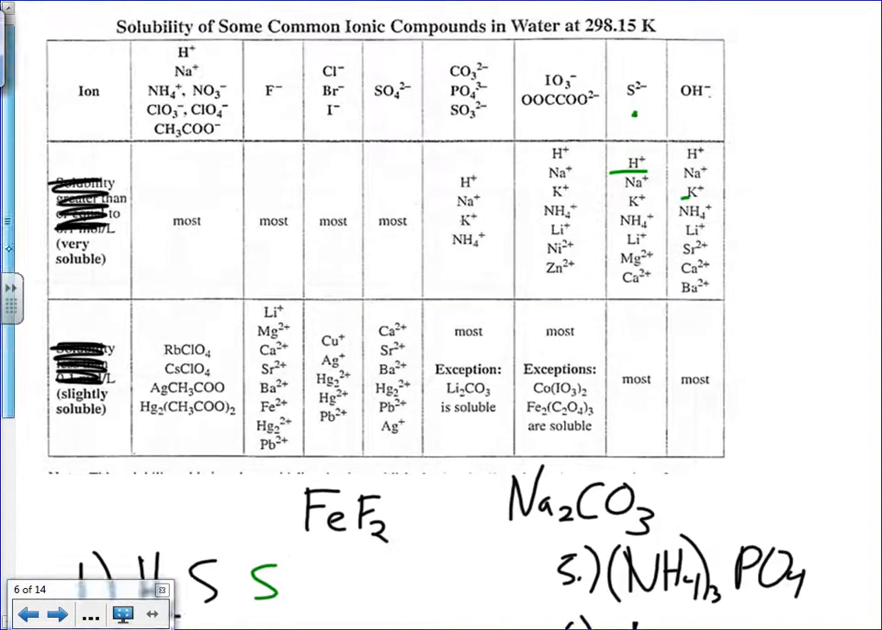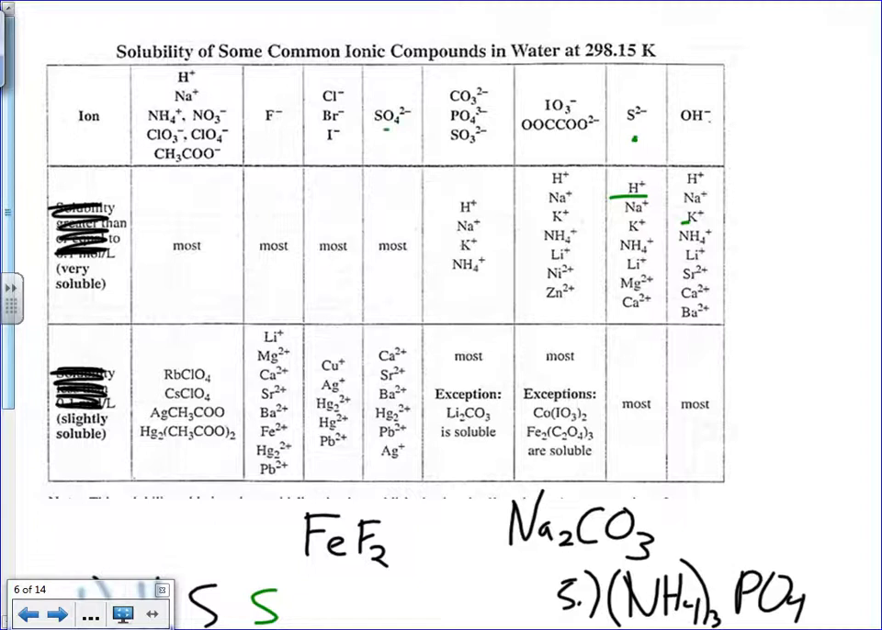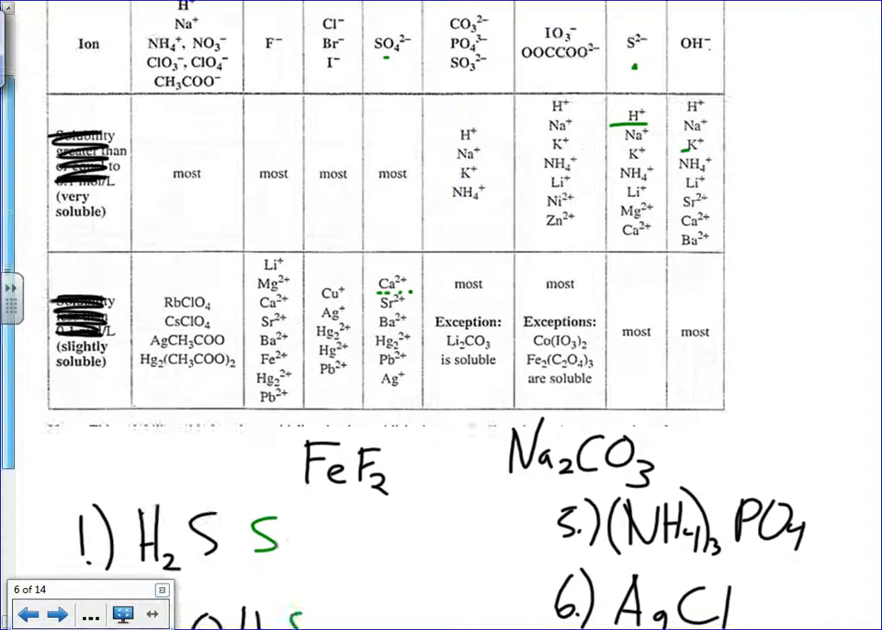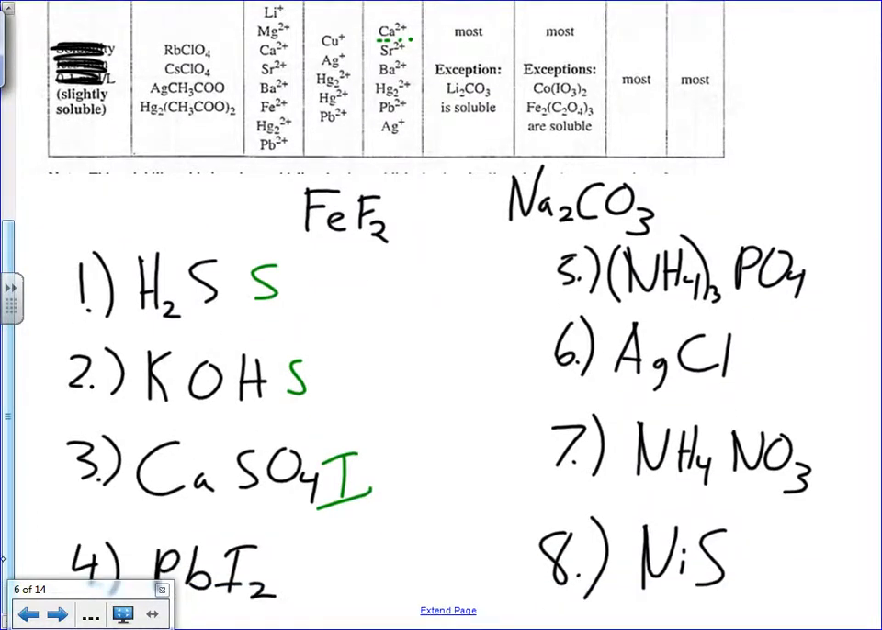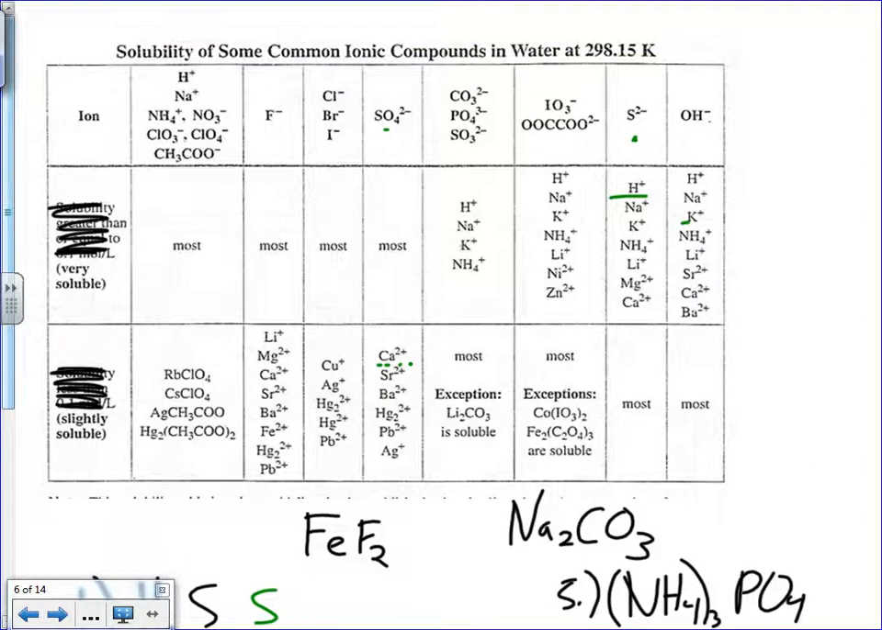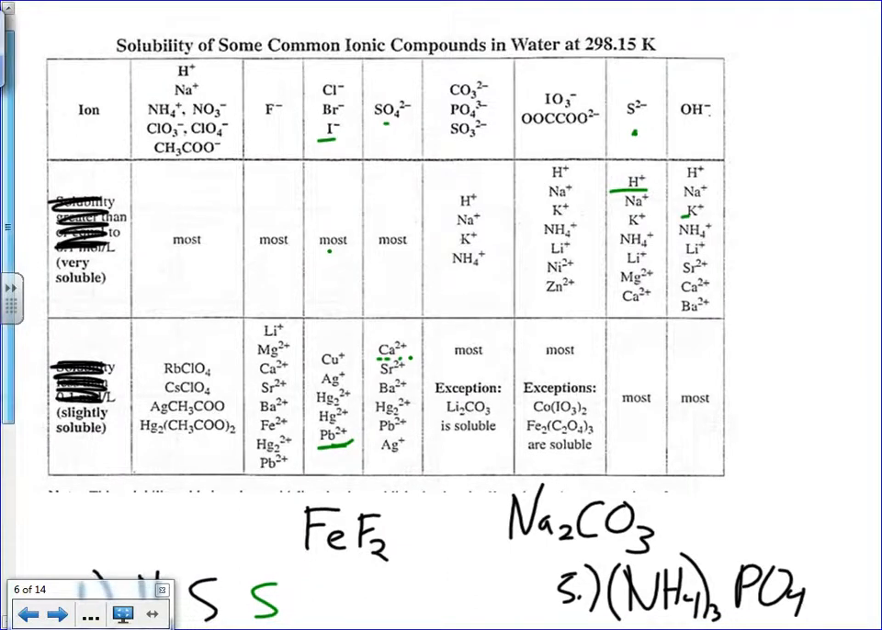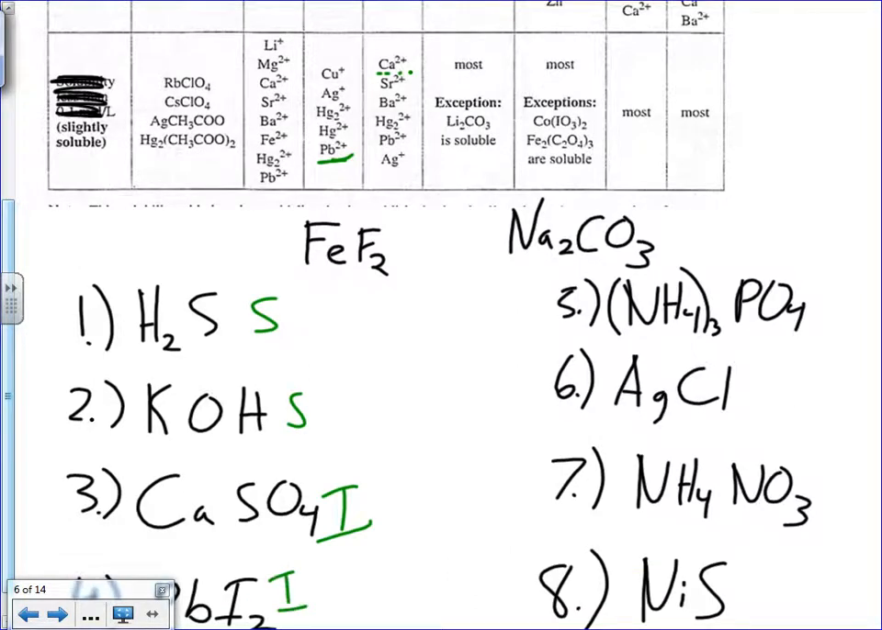Calcium sulfate. Here's sulfate, soluble with most things. Calcium is not included in most things, so calcium sulfate is insoluble. And for number 4, lead 2 iodide. Here's iodine, soluble with most things, but lead 2 is down here in the insoluble row. So that one is insoluble.